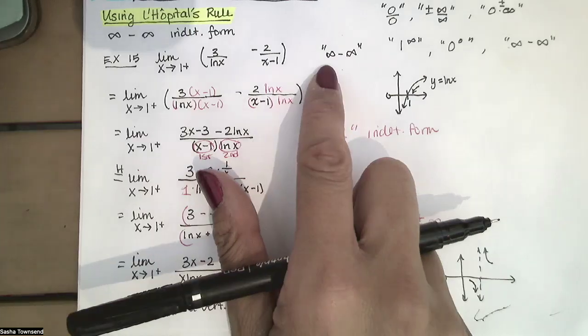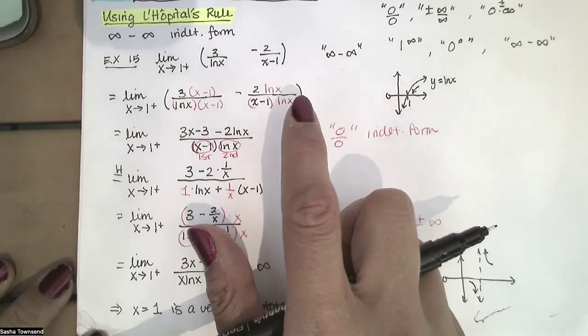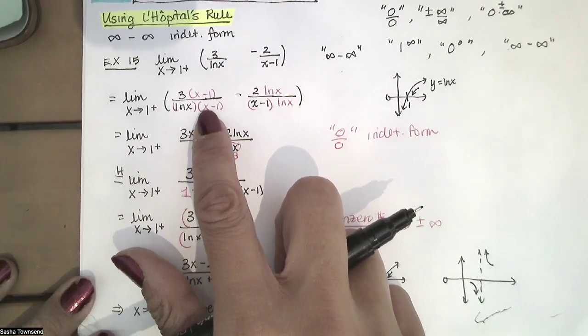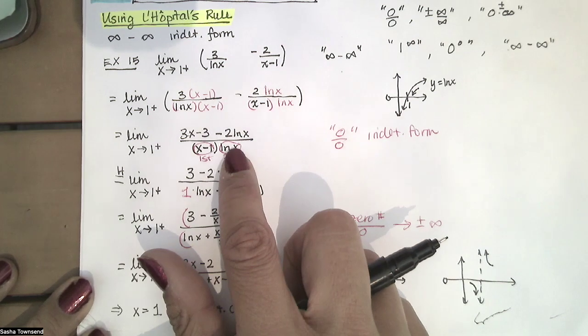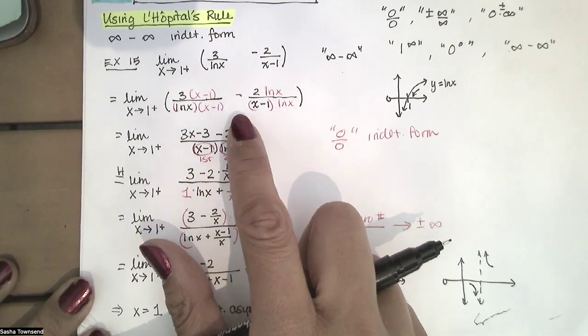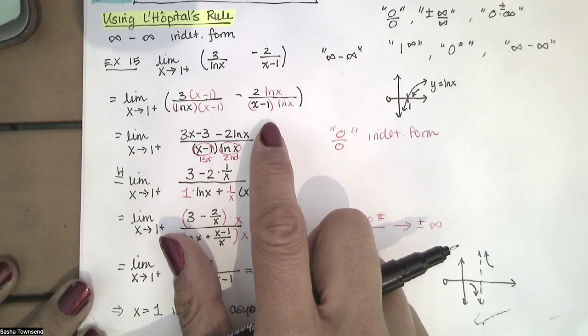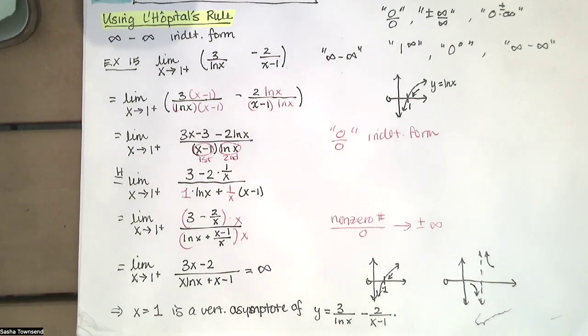Okay, so that is how we get rid of the infinity minus infinity indeterminate form. If there are fractions, get a common denominator and write it as a single quotient. And usually that's the case in these problems. You want to try to write it as a quotient so that you can apply L'Hopital's rule.